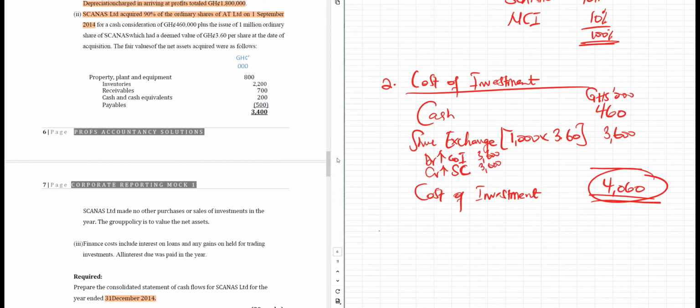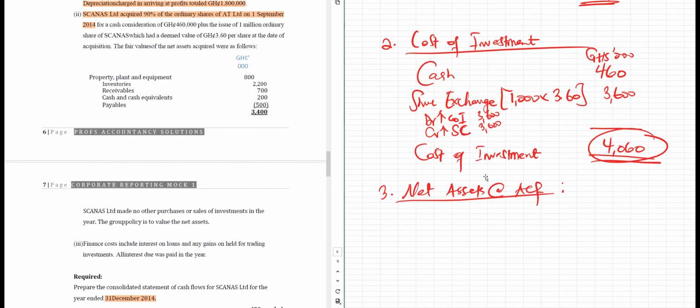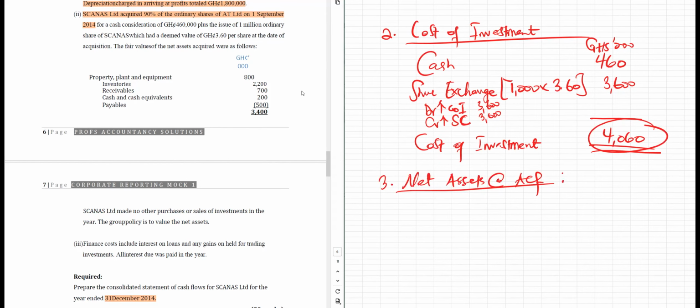Good. But after cost of investment, we need net asset at acquisition, and reporting date. But here we've already consolidated. So the net asset we acquired, they are telling us that the net asset we acquired totaled what? It totaled 3,400.